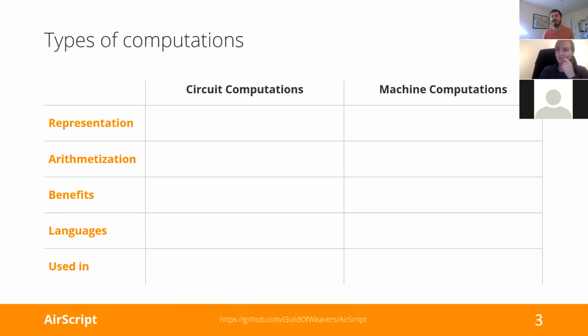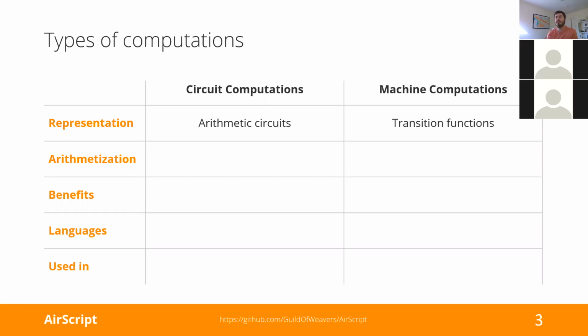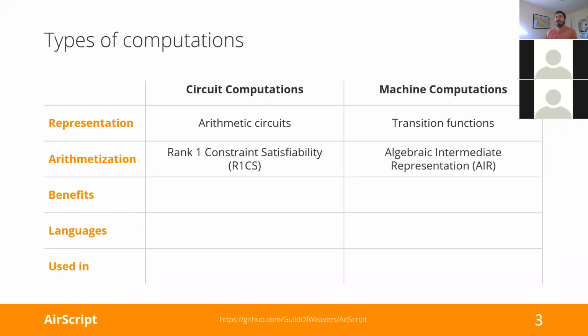Okay. So just to set the context, if you think about computations in general, there are two different ways to represent them. There are circuit computations and machine representations of a computation. The first one is done with arithmetic circuits, where you can reduce a computation to a circuit. The second can be represented as a transition function that explains how the state of computation changes from one step to another. In terms of arithmetization, for circuit computations we have R1CS, which is what is typically used. And for machine computations, we use AIR, or algebraic intermediate representation.